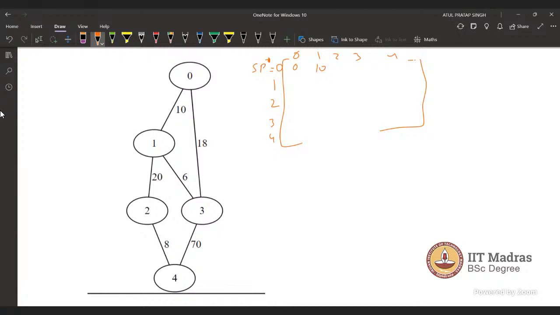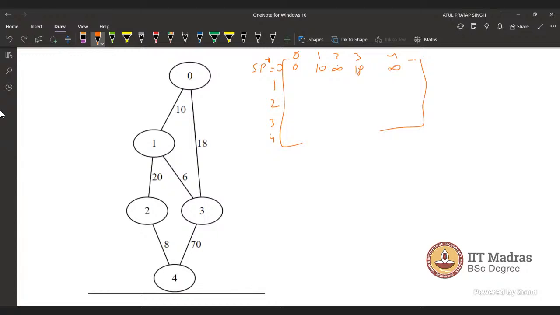This is the undirected graph, and all the weights are positive. So I'm just representing that. 0 to 2 has no direct edge, so it is infinite, 0 to 3 is 18, 0 to 4 is infinite. If there is no direct edge, we represent it as an infinite value. And for the same node, we represent it as 0.